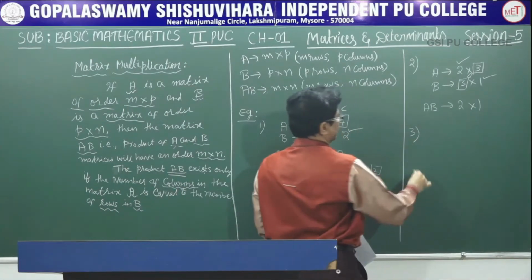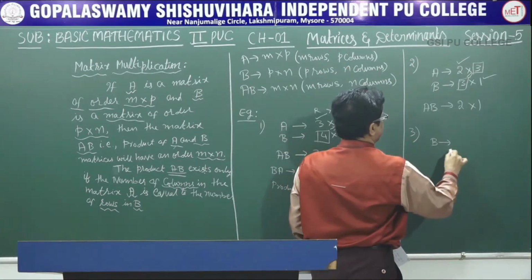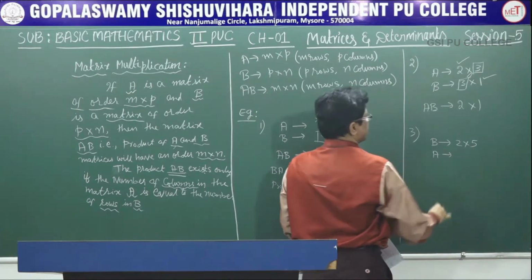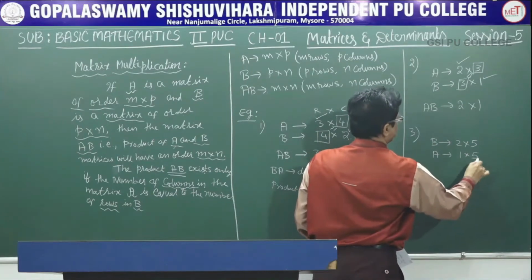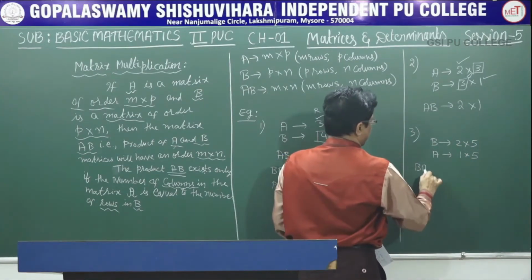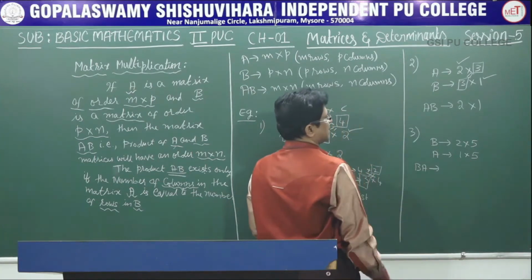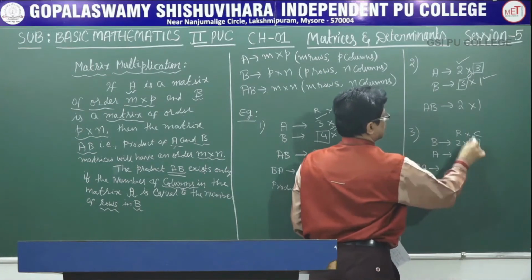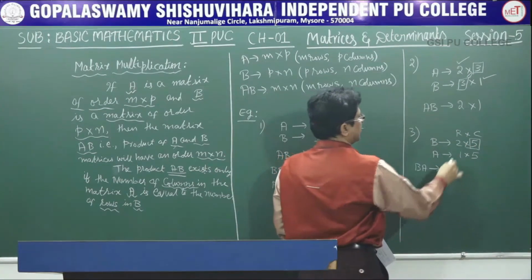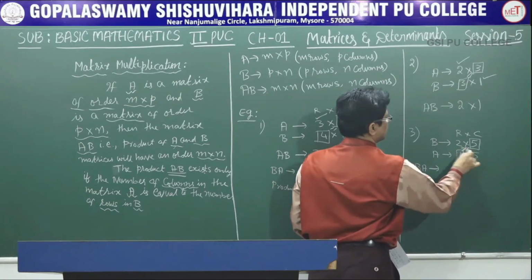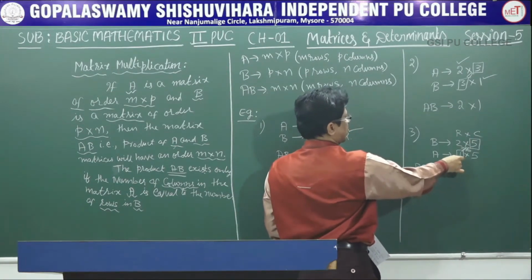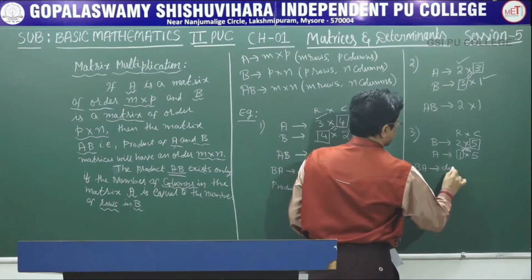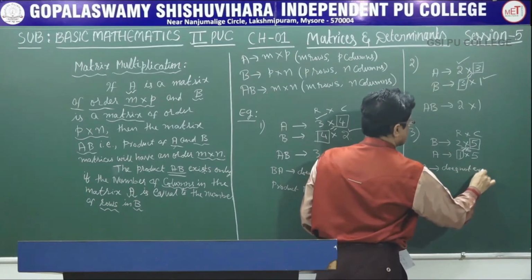If we consider another example, if B is a matrix of order 2 into 5 and capital A is of the order 1 into 5, the product matrix BA does not exist because the number of columns in the first matrix, here it is B, is not equal to the number of rows in the second matrix. So, the BA matrix does not exist.